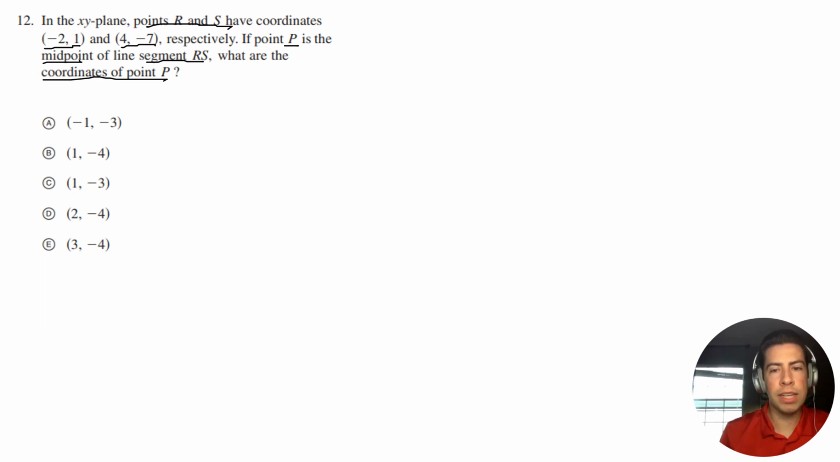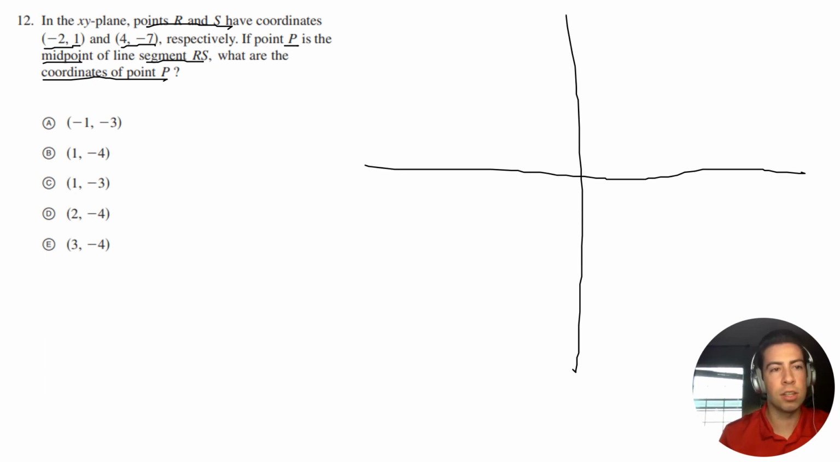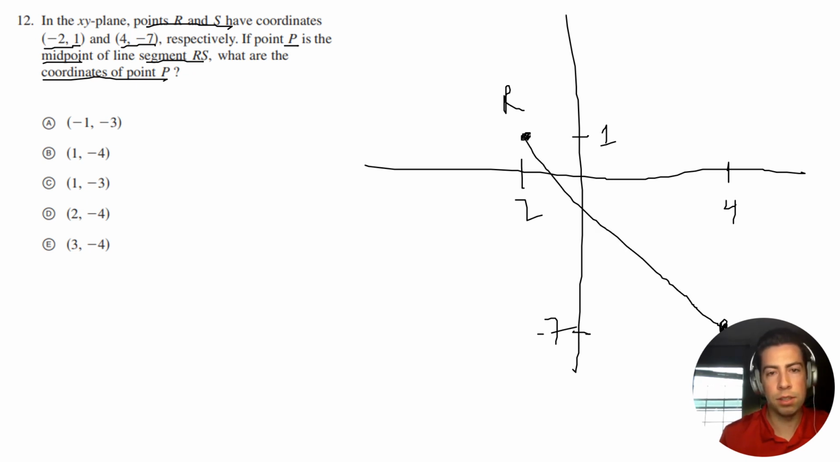All right, guys, so before we do any equations here, let's just go ahead and draw out a quick sketch of what this is going to look like, okay? So for point R, that's located at (-2, 1). It's going to be right there, and this is going to be point R. And then we have that point S is located at (4, -7), okay? So that point's going to be right here, right? And if we draw a line segment, that's what it's going to look like, okay?